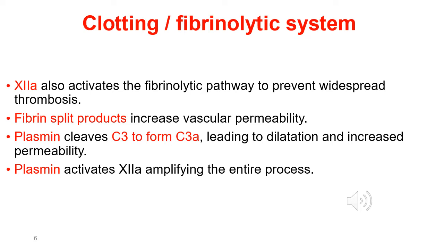Factor 12A also activates the fibrinolytic pathway to prevent widespread thrombosis. The fibrin split products also increase vascular permeability, and plasmin cleaves C3, which is part of the complement cascade or the complement system, as we will see later, to form C3a, which leads to dilatation and increased permeability. Again, plasmin also activates factor 12A and will amplify the entire process of inflammation. So it's all about augmentation and potentiating the inflammatory process, with some of the factors having some control on that inflammatory process.